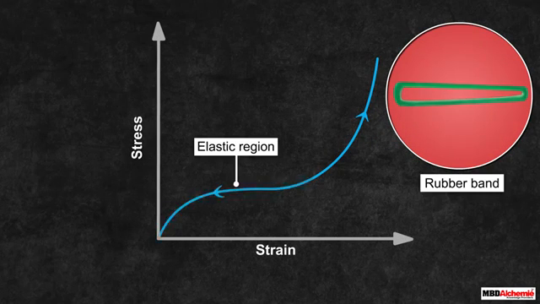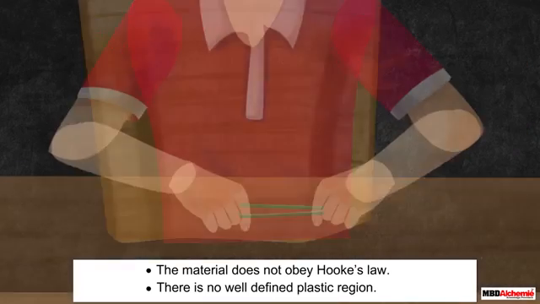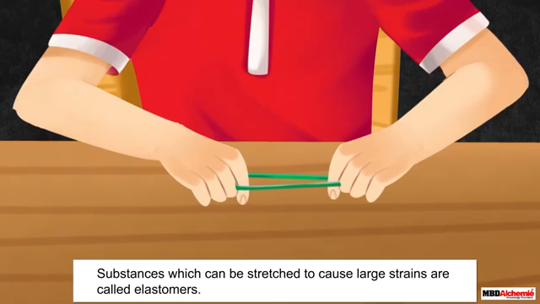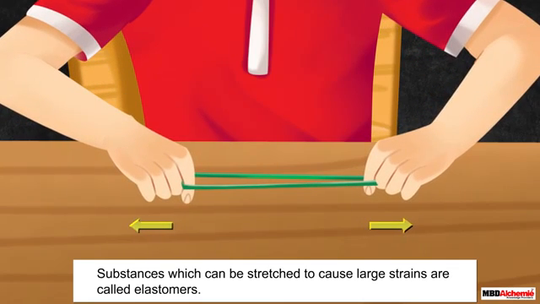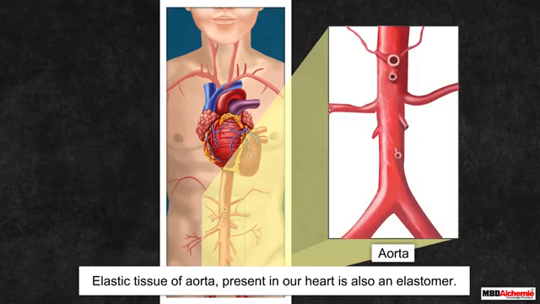Although elastic region is very large, the material does not obey Hooke's law over most of the region, and there is no well-defined plastic region. Substances like rubber, which can be stretched to cause large strains, are called elastomers. Interestingly, the elastic tissue of aorta present in our heart is also an elastomer.